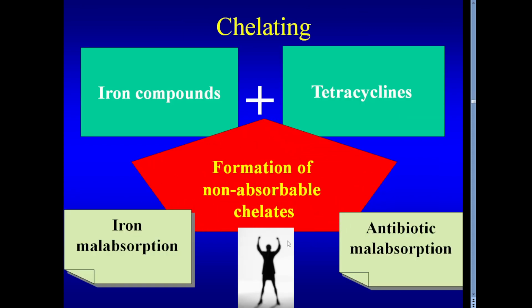First of all, example of chelating. If we at the same time administer iron compounds for anemia and tetracyclines antibiotics, so these agents interact in between with formation of non-absorbable chelates that leads to malabsorption of both iron and antibiotic. Of course, absorption of both drugs is inhibited. That is why effect will be decreased.